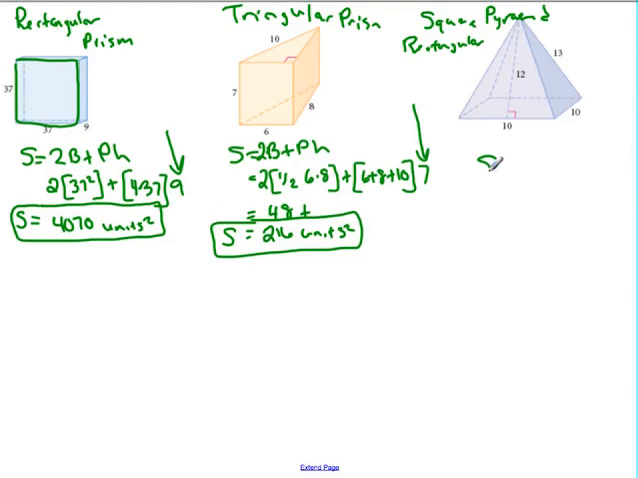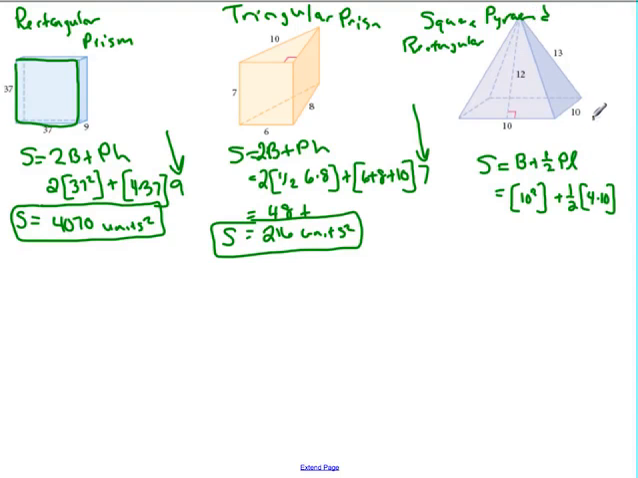Again, a slightly different equation. S equals B plus 1/2 PL. Again, my base here is going to be 10 squared because it is a square, plus 1/2. The perimeter is just going to be 4 times 10 because there's 4 sides for us. And then I have to look at my slant height.